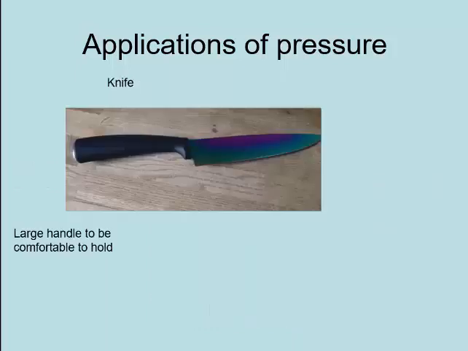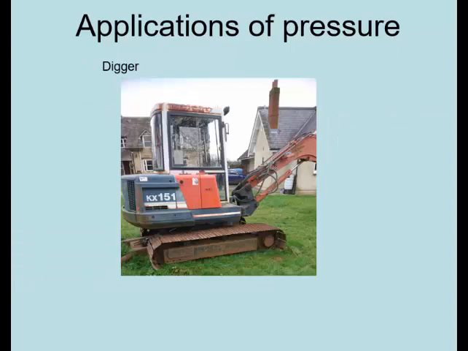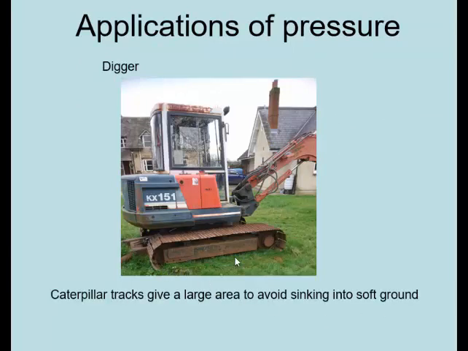A knife. With a knife you have a large handle. That gives a large area of contact with your hand, so a small pressure, so it's comfortable to hold. But a sharp edge, giving a small area and a large enough pressure to cut easily through the food. Here you see we have a digger, and it has very large caterpillar tracks here. That gives a large surface area to avoid it sinking into the soft ground.